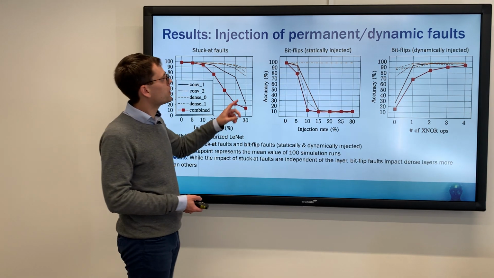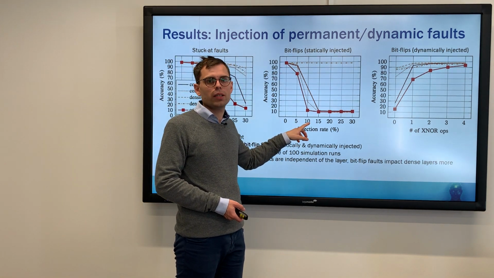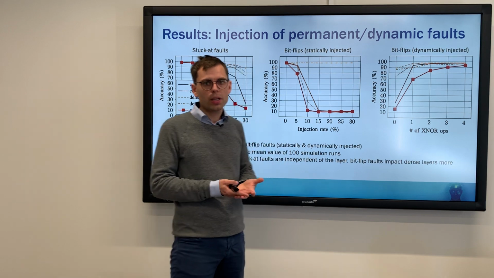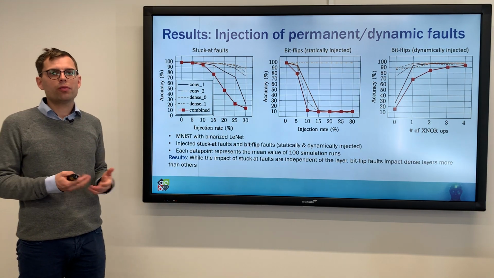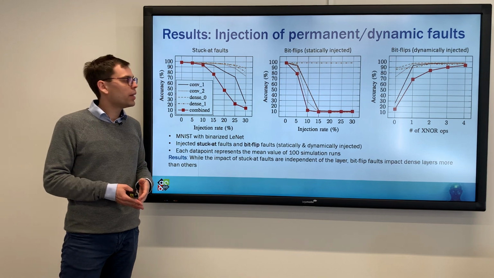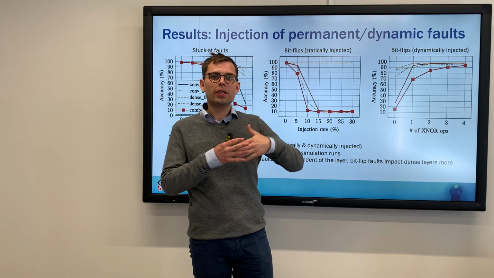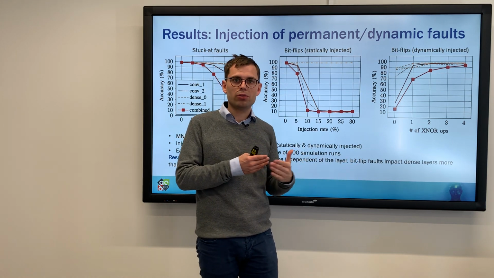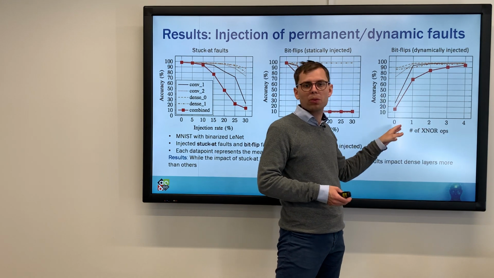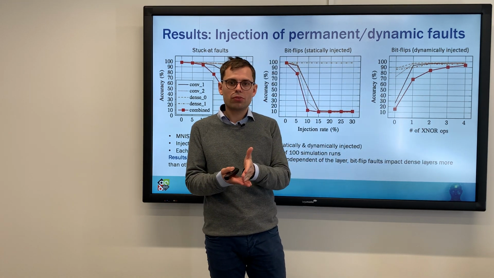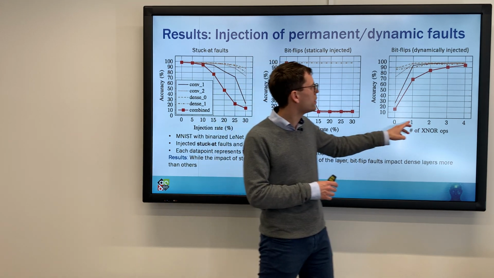For bit flips that are statically injected, it looks a little bit different because here your accuracy drops much faster. So this is really an issue because now you can see that stuck-at faults are somewhat tolerable, but bit flips are not. And then finally what we have done here is these dynamically injected bit flips, so bit flips that heal themselves after a certain amount of time. So what you can see here is we start with one instance of time, and then we run and run and run the number of XNOR operations. So this is basically a time axis here.